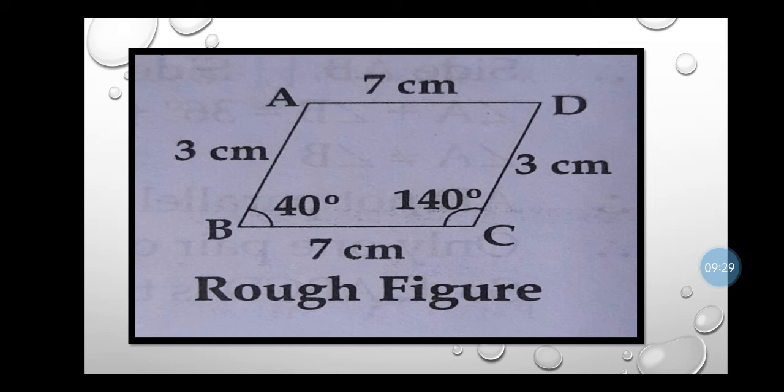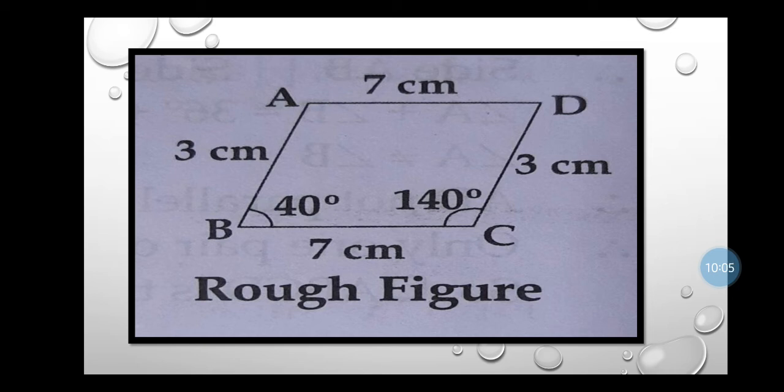See children, only the given information is given. The information given in the question is BC is equal to 7 cm, angle ABC is 40 degrees, and length AB is 3 cm. So in this figure we can see AD and BC are equal because opposite sides of a parallelogram are congruent. So BC and AD will be 7 cm and AB and CD will be 3 centimeters. We will write the reason as opposite sides of a parallelogram are congruent.